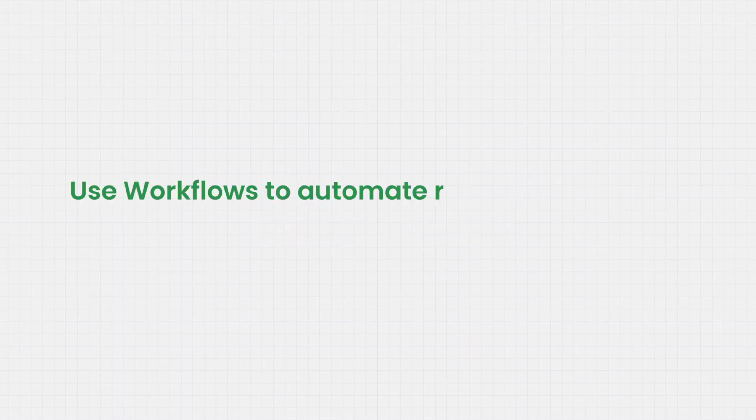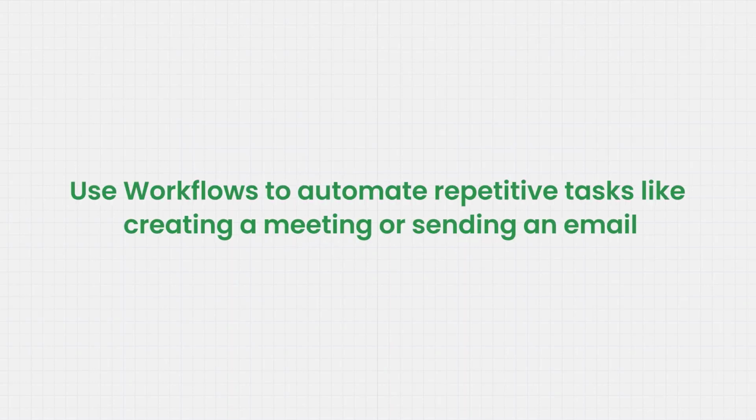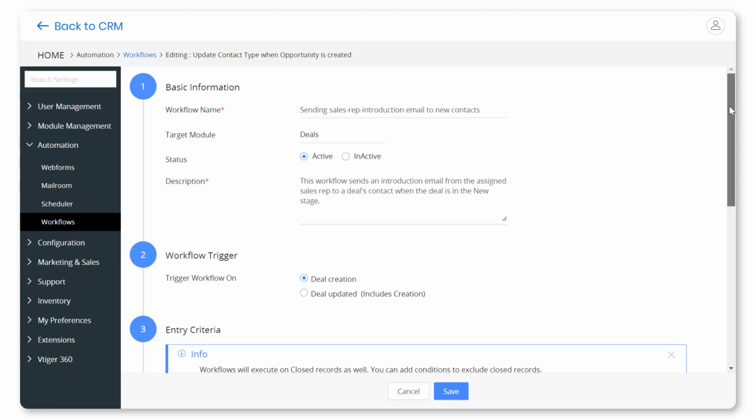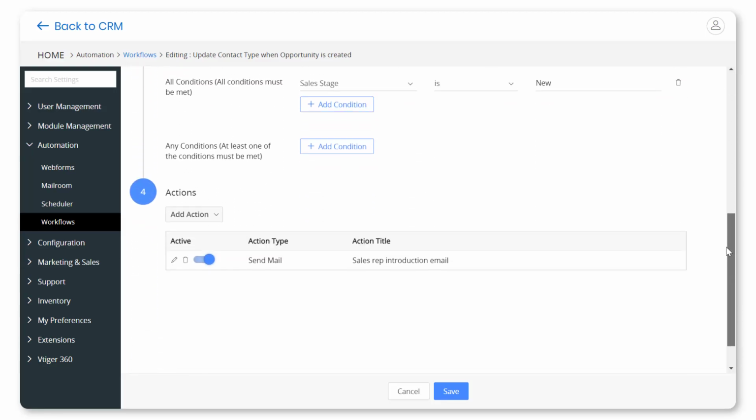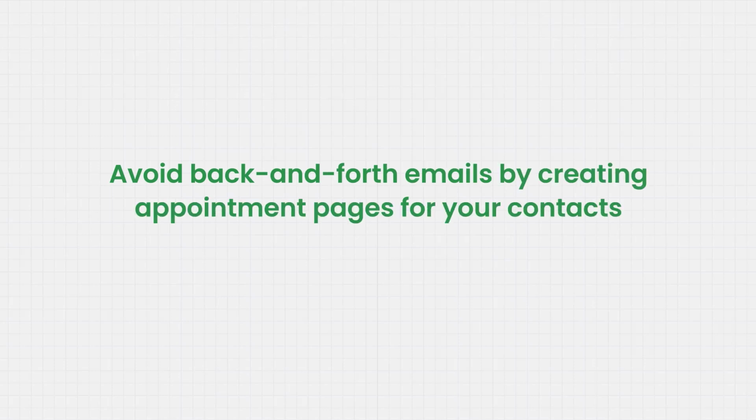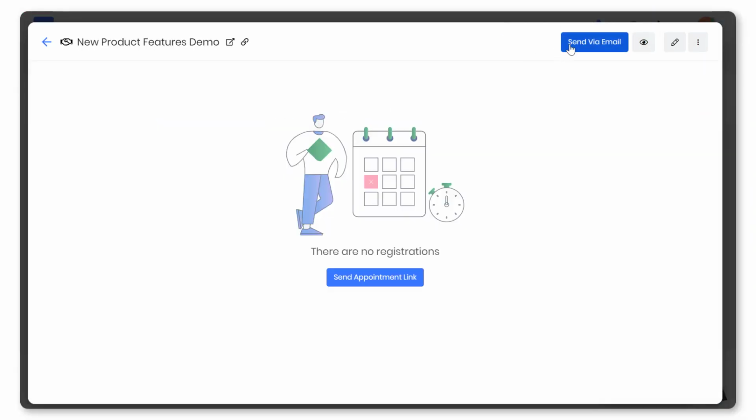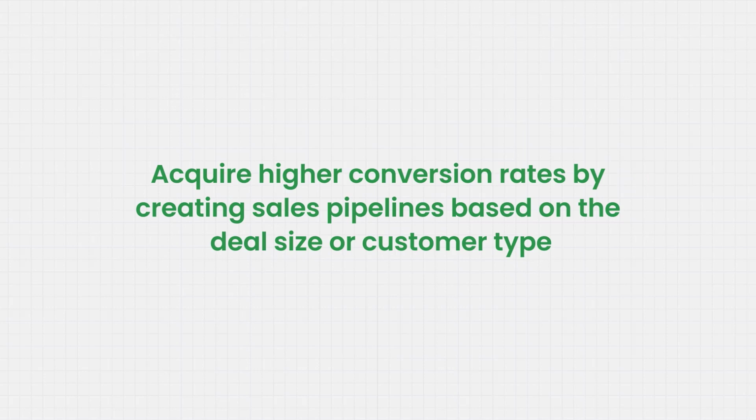Use workflows to automate repetitive tasks like creating a meeting or sending an email. Avoid back and forth emails by creating appointment pages for your contacts to schedule meetings. Acquire higher conversion rates by creating sales pipeline based on the deal size or customer type.